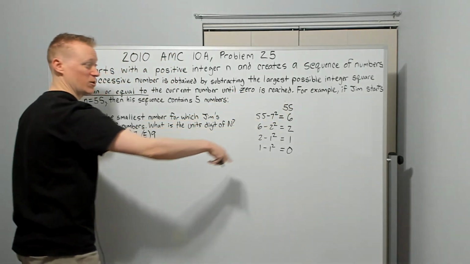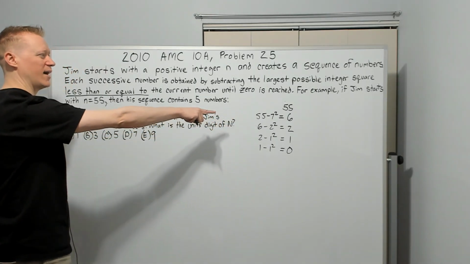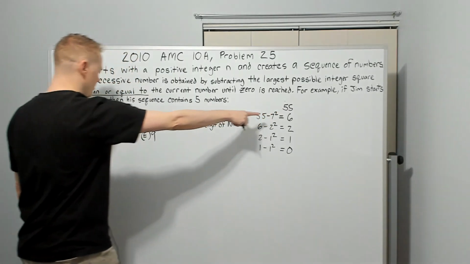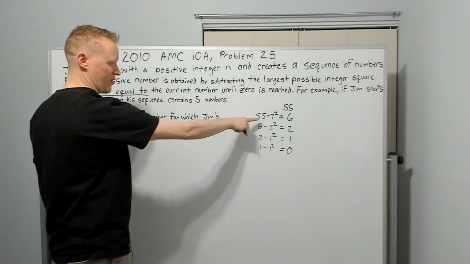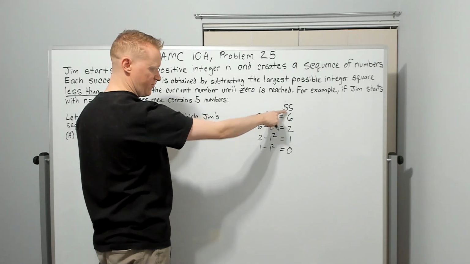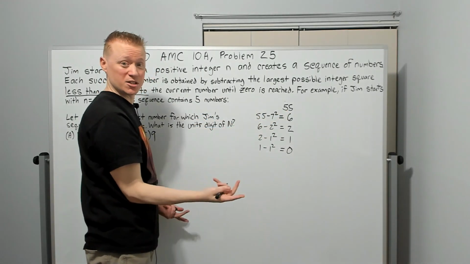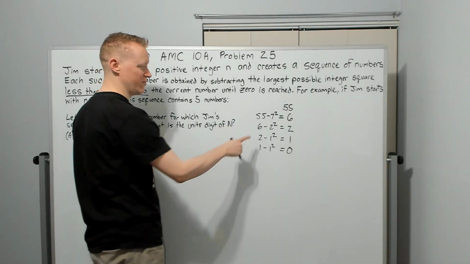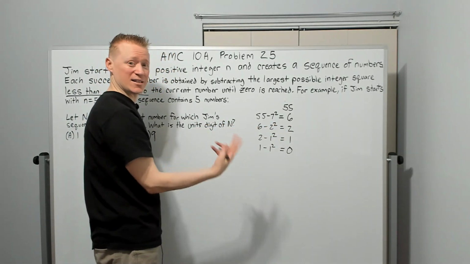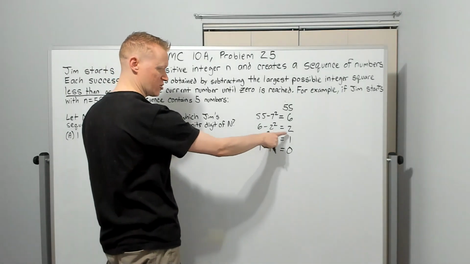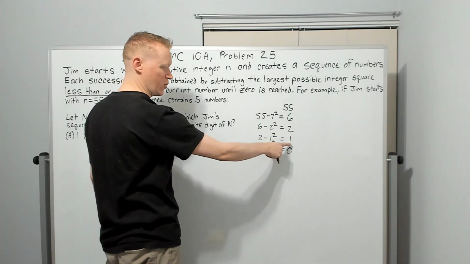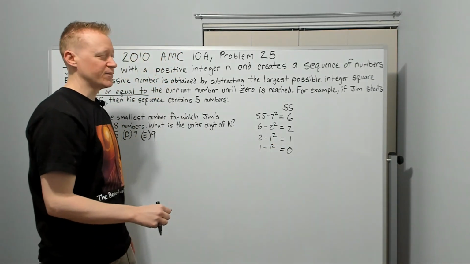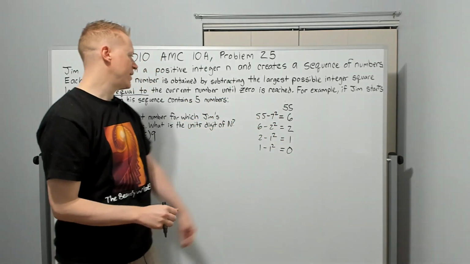For example, so instead of us making our own, they're going to give us one. How kind. For example, if Jim starts with n equals 55, then his sequence contains 5 numbers. It will look like this. Start with 55, subtract 7 squared, which is 49. That's the largest square less than or equal to 55. End up with 6. The next largest square below that is 4. We subtract it, we get 2. Subtract 1 squared because it's the largest square less than or equal to 2. Get 1. Do it again. Get 0. So he's got 1, 2, 3, 4, 5.